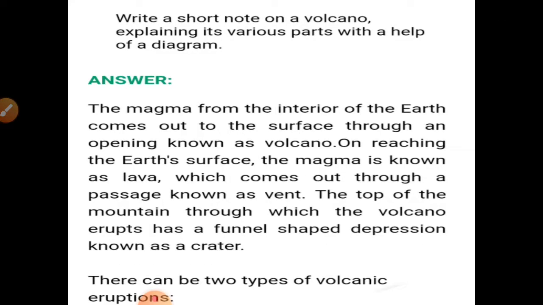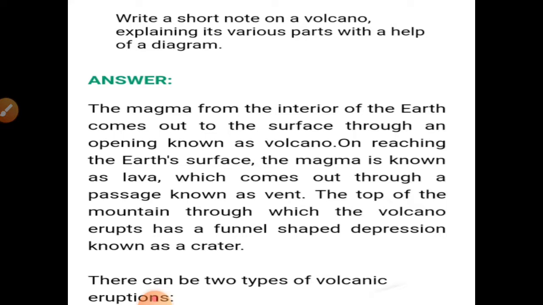Next question we have: describe a volcano explaining its various parts with the help of a diagram, or write a short note on a volcano explaining its various parts with the help of a diagram. So students, its answer will be: the magma from the interior of the earth comes out to the surface through an opening known as a volcano. On reaching the earth's surface, the magma is known as lava, which comes out through a passage known as a vent.